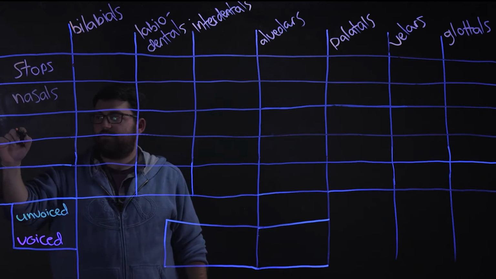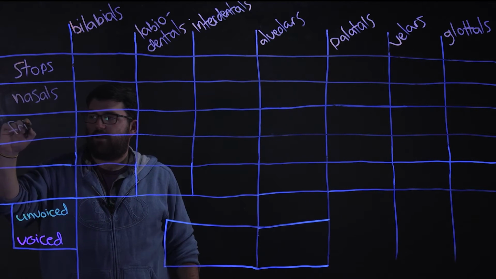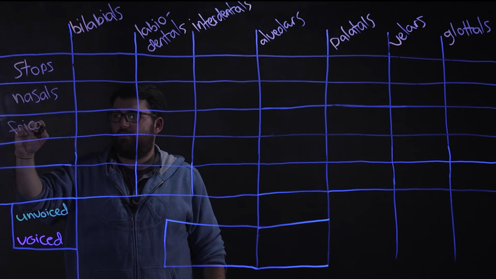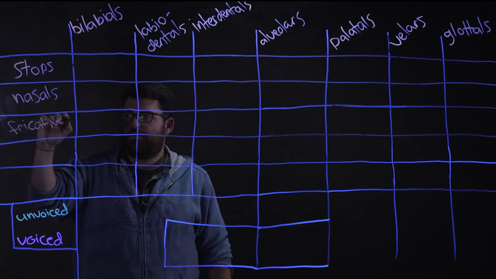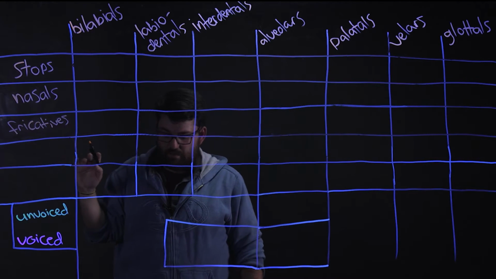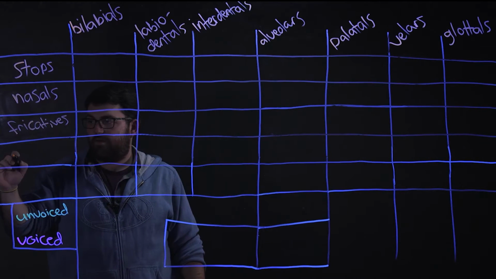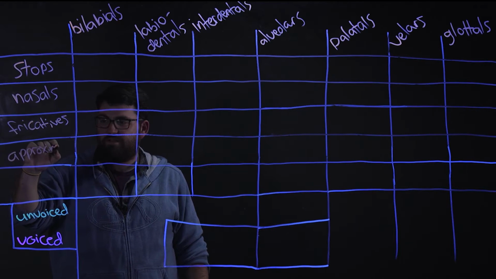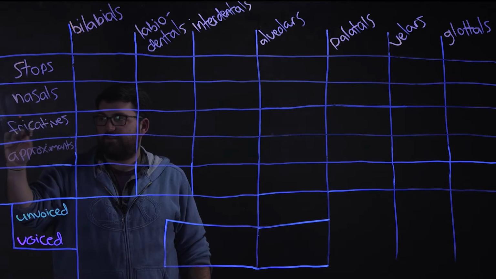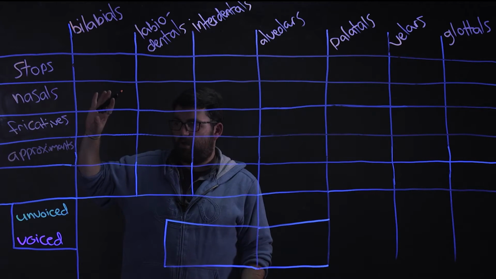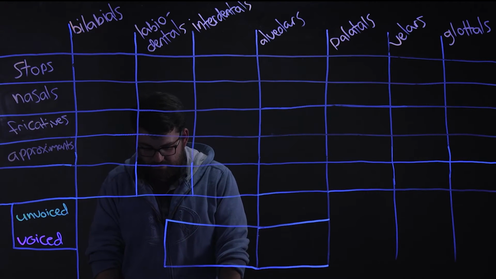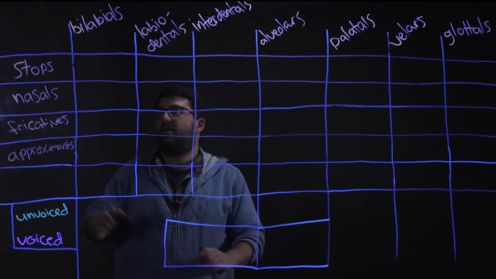Then we've got fricatives. Fricatives are made with a closure in the mouth, but it's not all the way closed. It's closing, but not closed. So a fricative causes air to get turbulent on its way out, but it can still get out. And then we have what are called the approximants. Approximants are sounds that are made with less turbulence than a fricative, but not quite all the way open in your mouth.